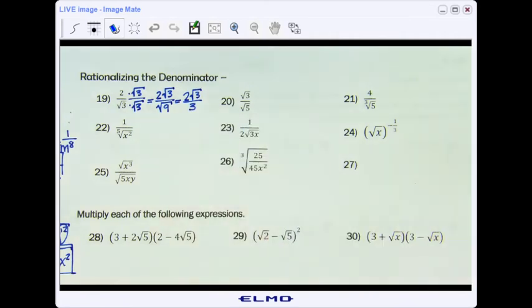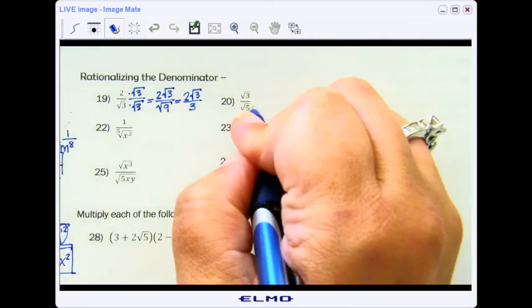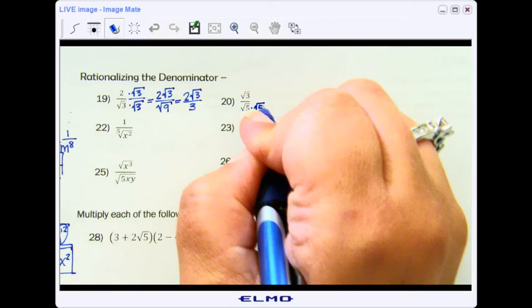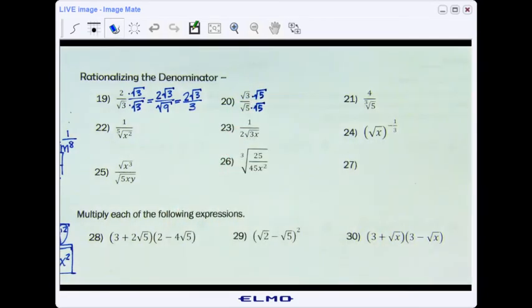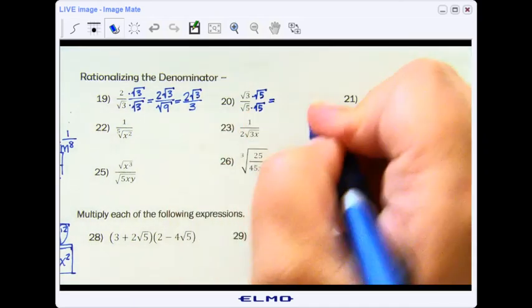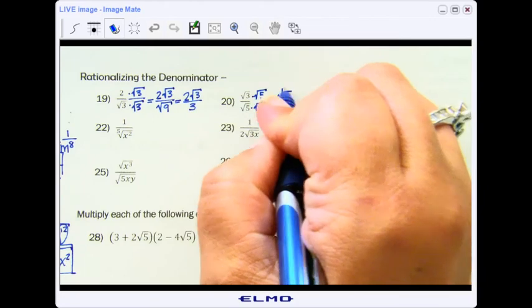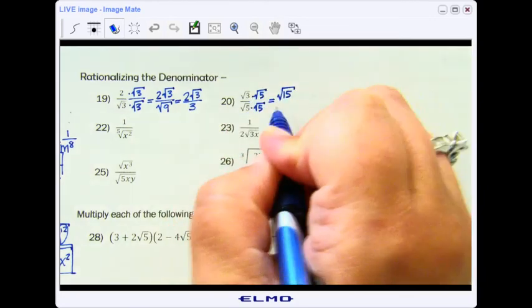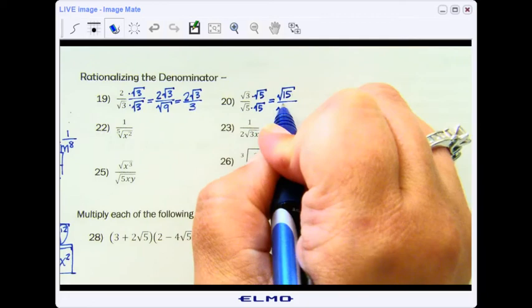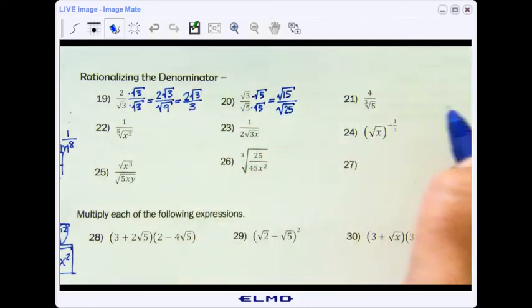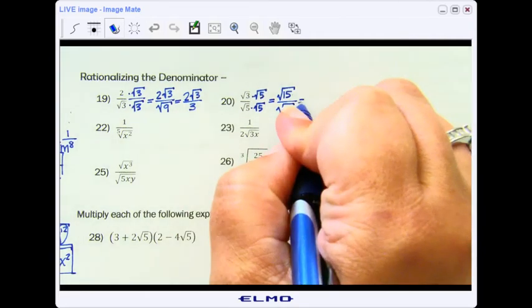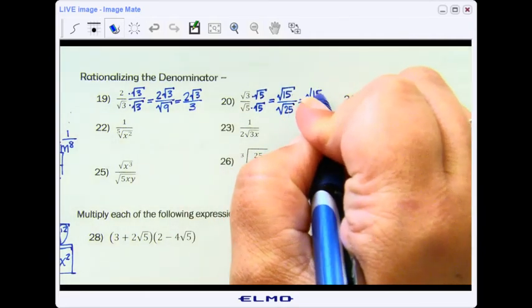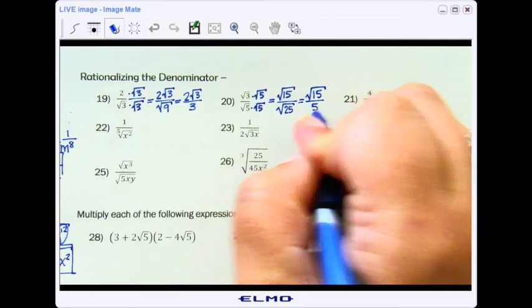In number 20, similar setup. I'm going to multiply the top and the bottom of my fraction by the square root of 5 because I need to make the square root of 5 rational. When I do that, this is the square root of 15 on top because 3 times 5 is 15, over the square root of 25 on the bottom. Well, the square root of 25 is 5, so this is the square root of 15 over 5.